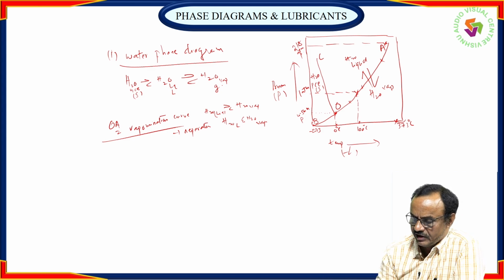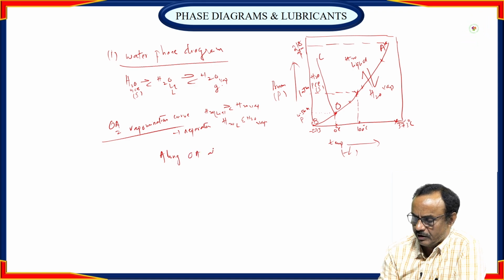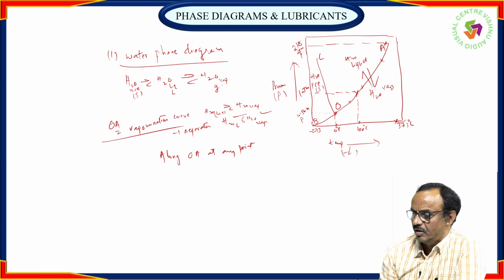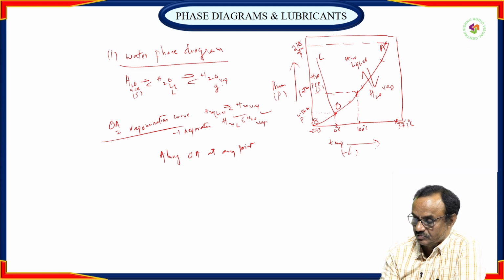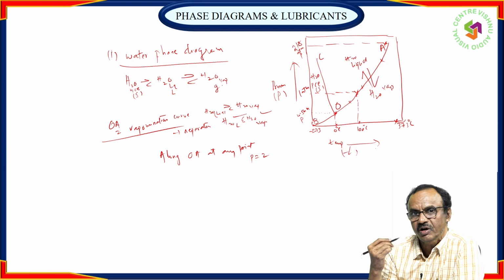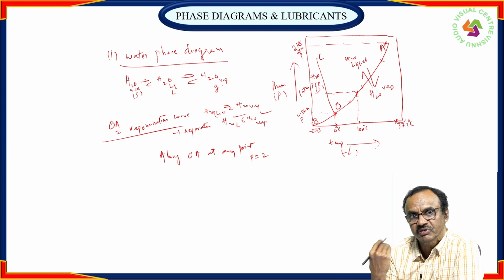So along the OA curve at any point, both are in dynamic equilibrium, this and this, at a given temperature and pressure. Temperature is variant, pressure is variant. Degrees of freedom: how many possible phases are there? 2. Represented by only one formula. Vapor is composed of H2O molecules only, and liquid is composed of H2O molecules.